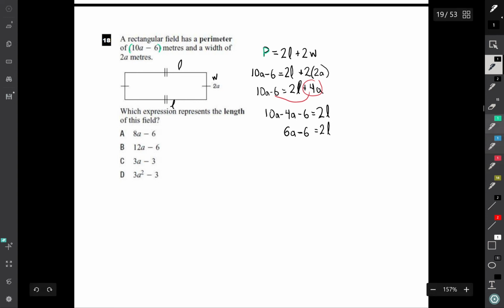But I still haven't gotten L alone. I have to divide both sides by 2 to do that. Divide by 2, divide by 2. So I end up with 6A over 2 minus 6 over 2 equal to L, which is 3A minus 3 is equal to L. So that looks like C.